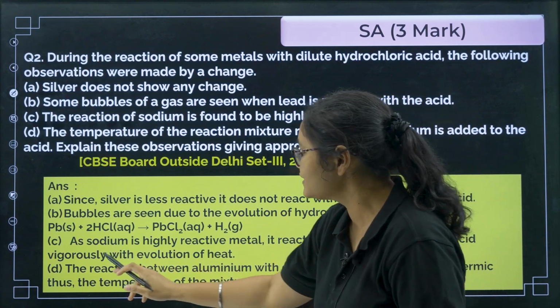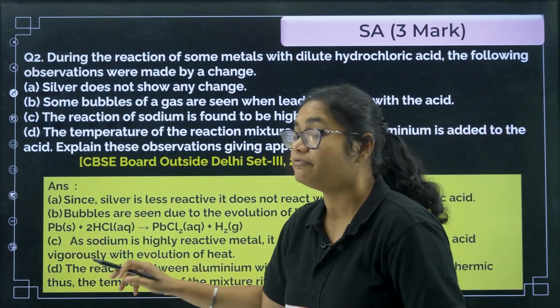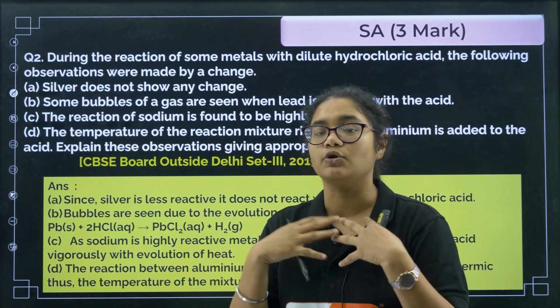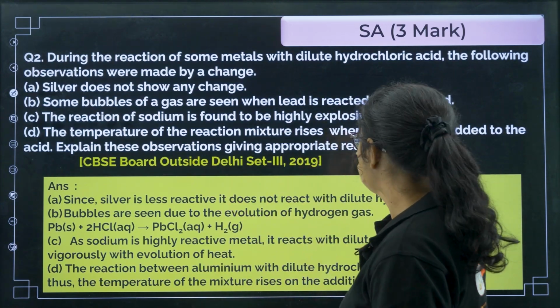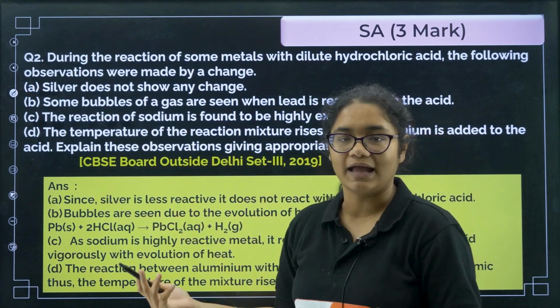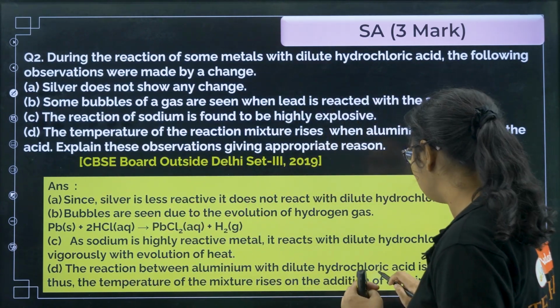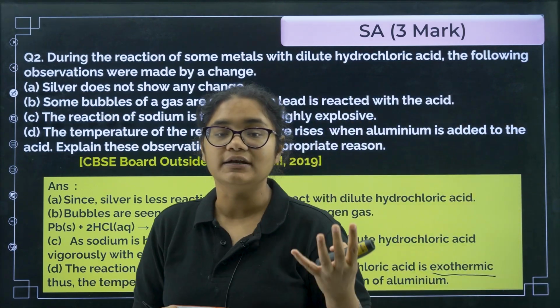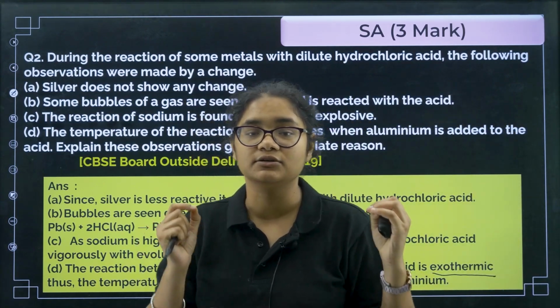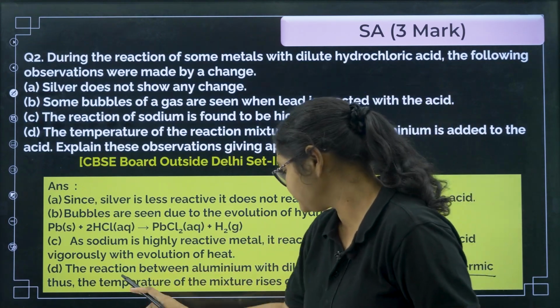The reason for that is, as sodium is a highly reactive metal, it reacts with dilute HCl vigorously, and it produces a large amount of heat. And next, the temperature of the reaction mixture rises when aluminium is added to the acid. The same thing: the reaction between aluminium and dilute HCl is exothermic, meaning heat is produced, right? So due to the heat produced, the temperature of the container increases, or it becomes warmer, okay?